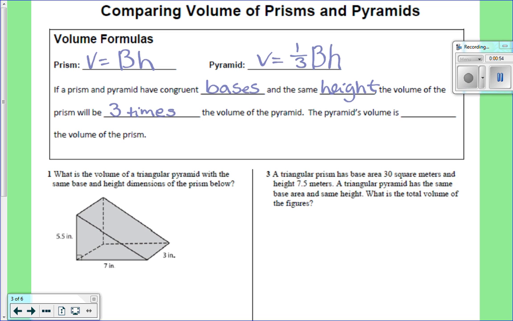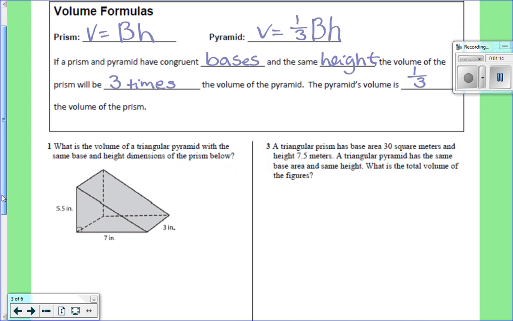Are we good with that? Because in the video yesterday we saw it took 3 times the pyramid to fill up the prism. The pyramid's volume is what? 1/3. Good. 1/3 the volume of the prism. You can see that in the formula.